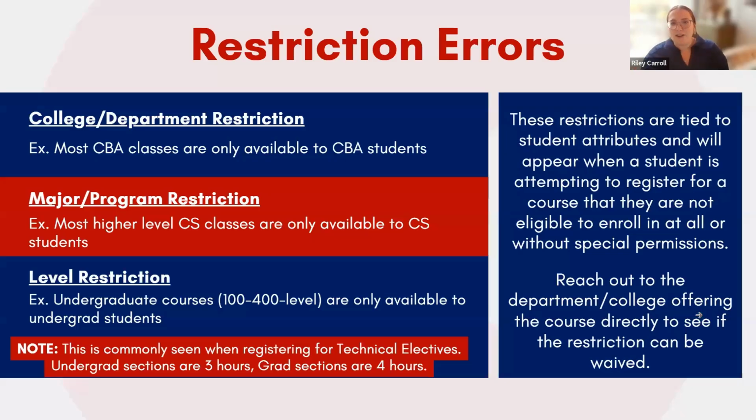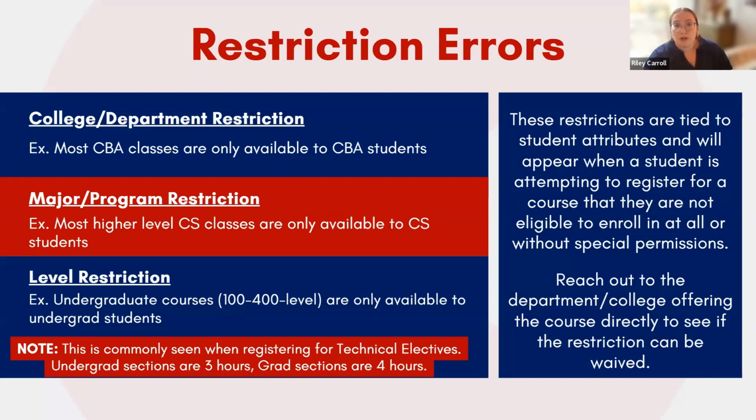The first types of errors we're going to discuss today are restriction errors. There are 3 different types of restriction errors that you may run into. These restrictions are tied to student attributes such as major, degree program, student type, etc., and will appear when a student is attempting to register for a course that they are not eligible to enroll in at all or without special permissions. The first restriction error code you may see is a college or department restriction.